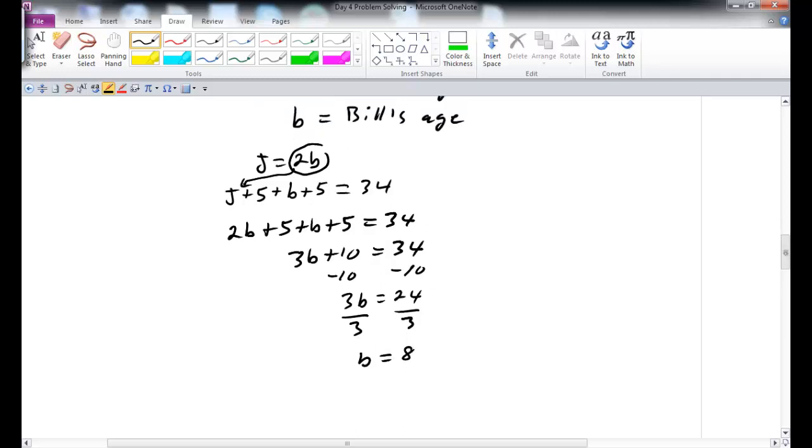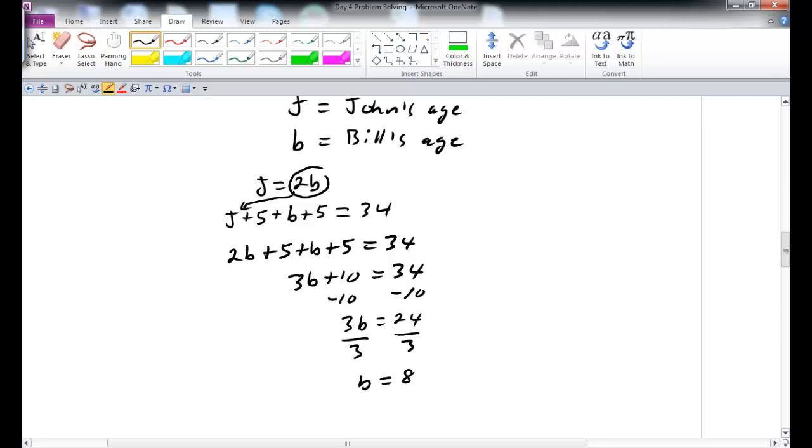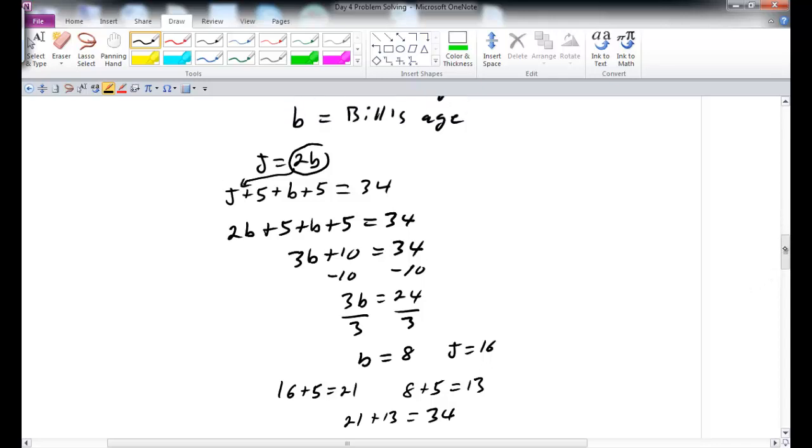Now we go back to our statements. This is why the statements are so helpful. B equals Bill's age. And we said John was twice Bill's age, so John would have to equal 16. And then let's check that. We say in 5 years the sum of their ages will be 34. And so 16 plus 5 is going to give us 21 for John. 8 plus 5 is going to give us 13 for Bill. 21 plus 13 does equal 34. We know we've done it right, and so we write a sentence answer.